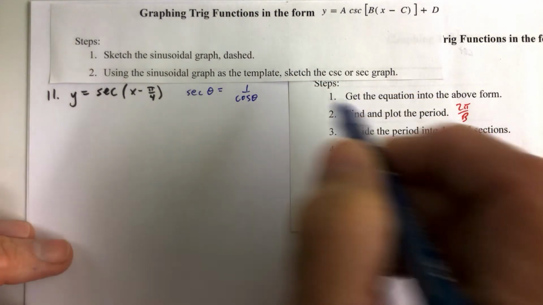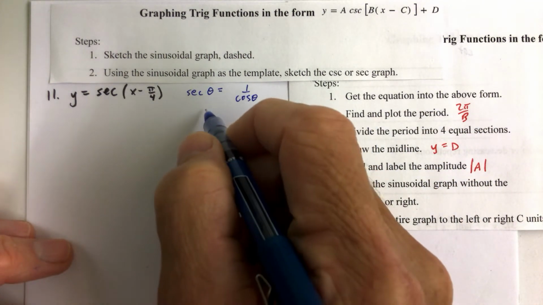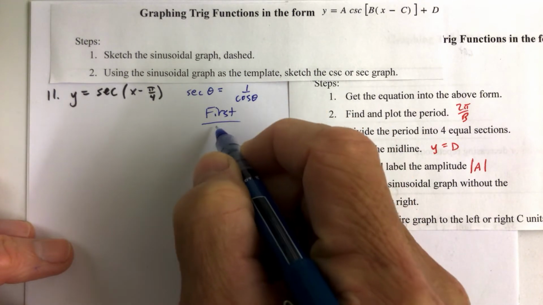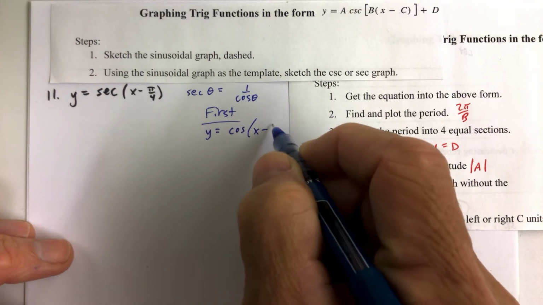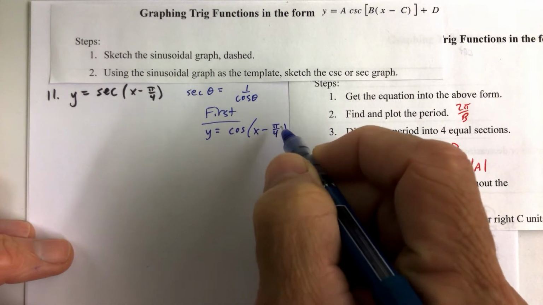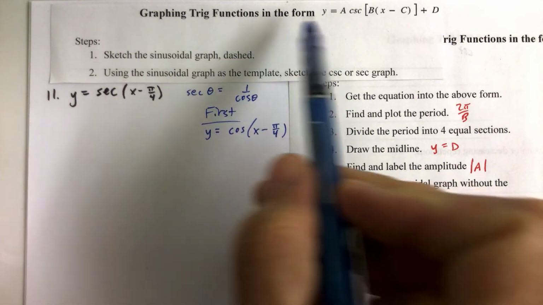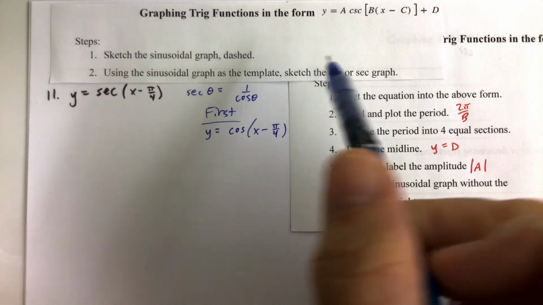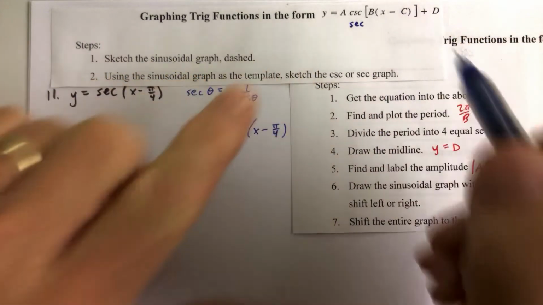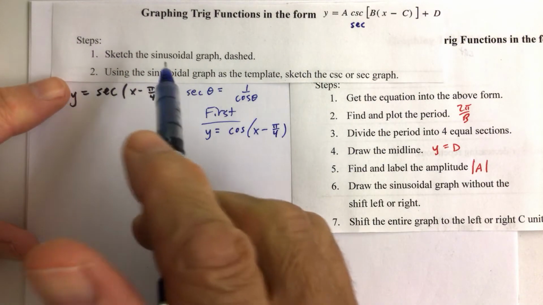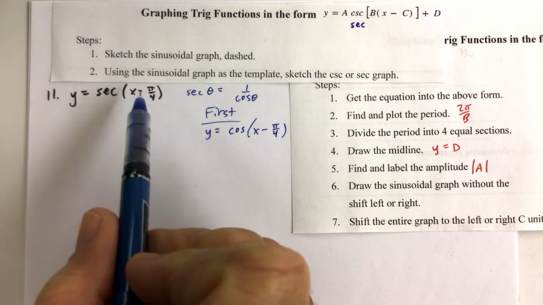And this is an important relationship because if we want to graph the secant, we first need to graph the cosine. So we're going to just graph y equals cosine of x minus pi over 4, because the secant graph is related to the cosine graph. So the last set of instructions for how to graph trig functions are related to graphing either cosecant or secant. And as we can see, the equation is already in the form that we need it to be. We don't have to factor out the b.